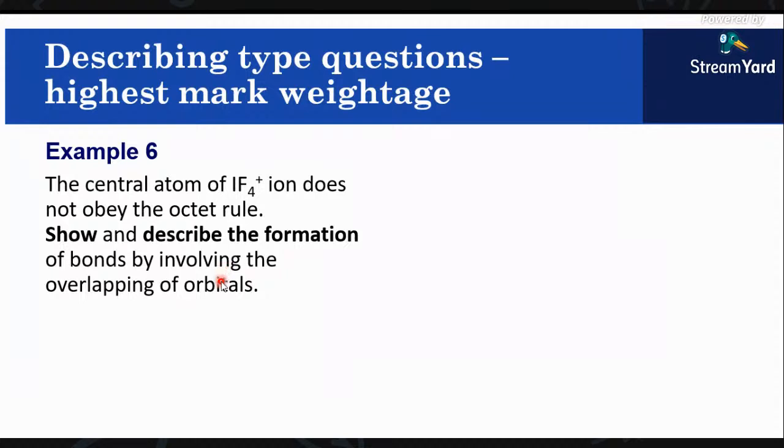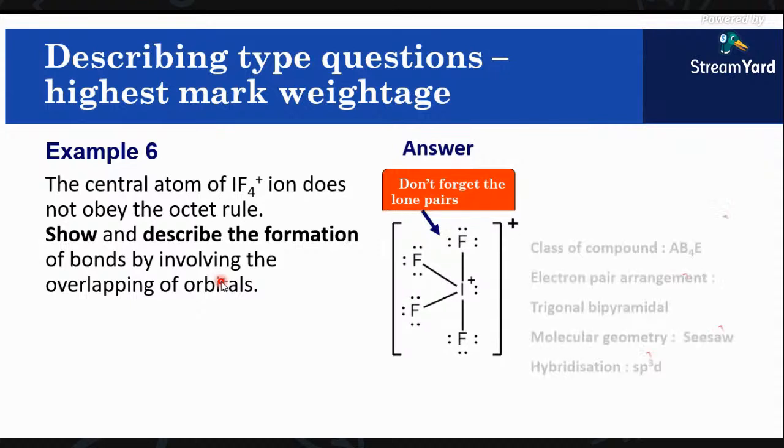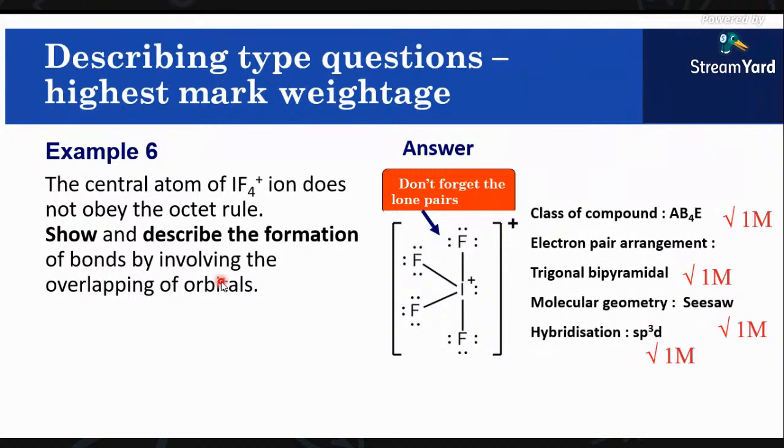Okay, so first of all, how do you tackle this kind of question? You have to start off with your Lewis structure. Don't forget your lone pairs. Then from your Lewis structure, you can go on by identifying the class of compound, electron pair arrangement, molecular geometry, and the type of hybridization that is happening to the central atom. As you can see, these details were not highlighted in the question, but since it's a describing and a show type of question, you have to make sure you highlight all this in your answers.